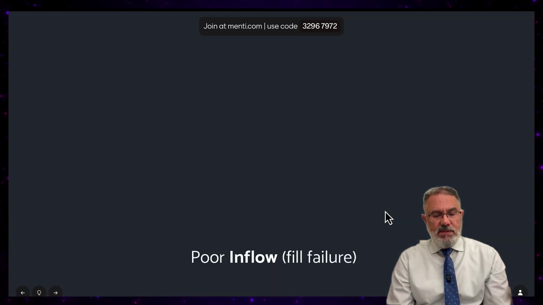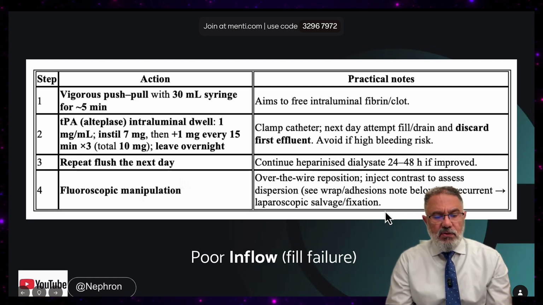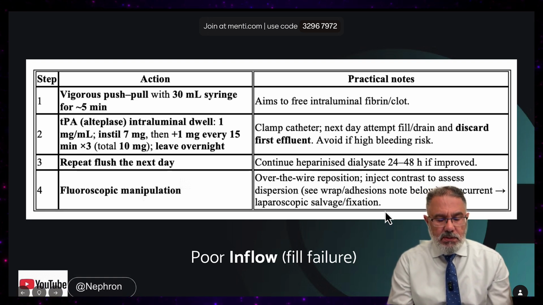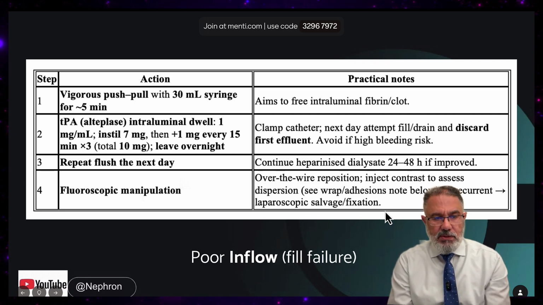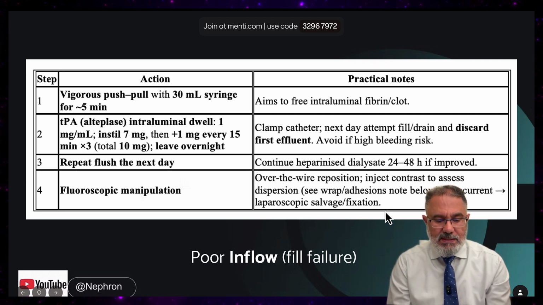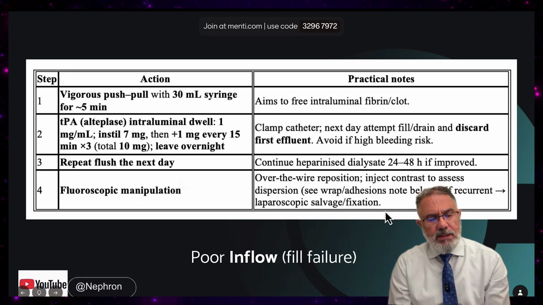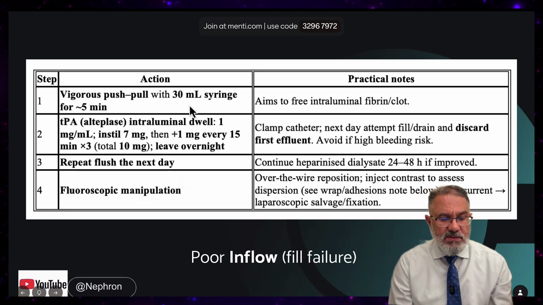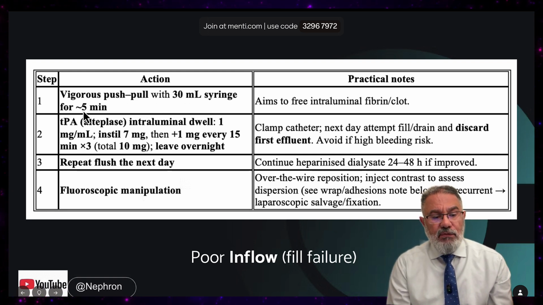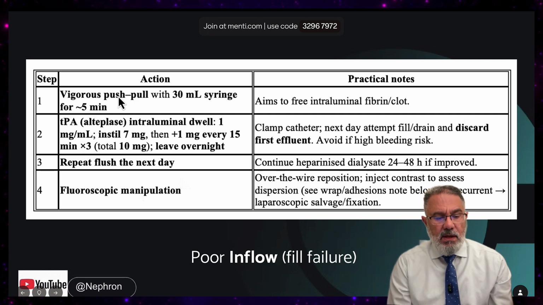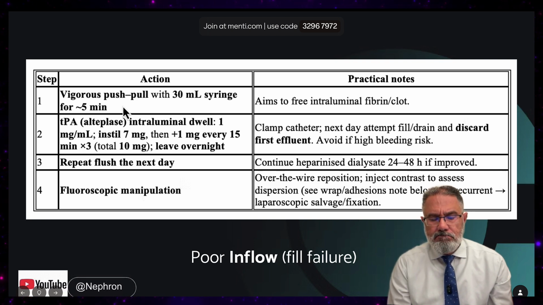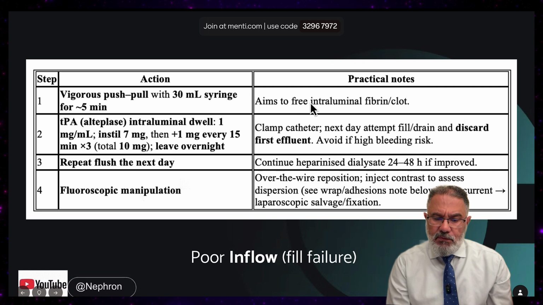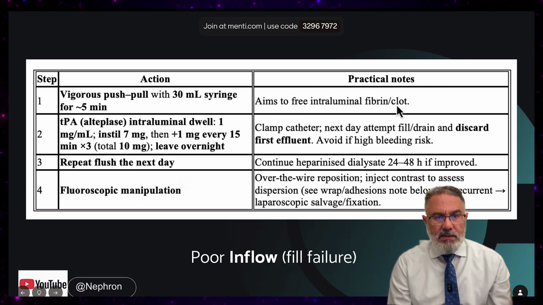So how do you manage poor inflow and outflow? Let's see the difference and how to manage each. In case of poor inflow, where there is difficulty or a longer time than usual to instill the fluid intraperitoneally, the first step is to do a vigorous push-pull with a 30 ml or 50 ml syringe, whichever you like, for 5 minutes. And when I say vigorous, it's vigorous. You'll have to use force here. Aim to free the intraluminal fibrin clot. Often fibrin can come out with this maneuver.